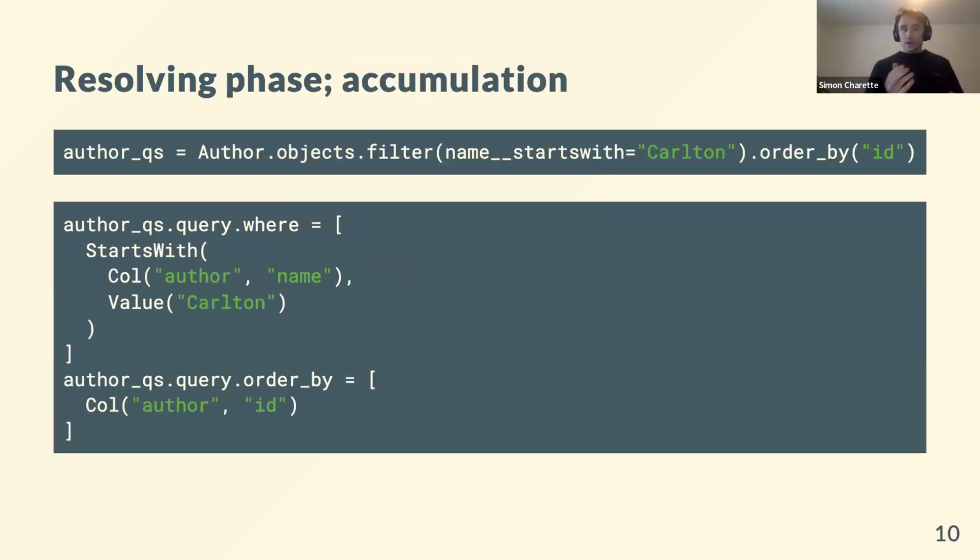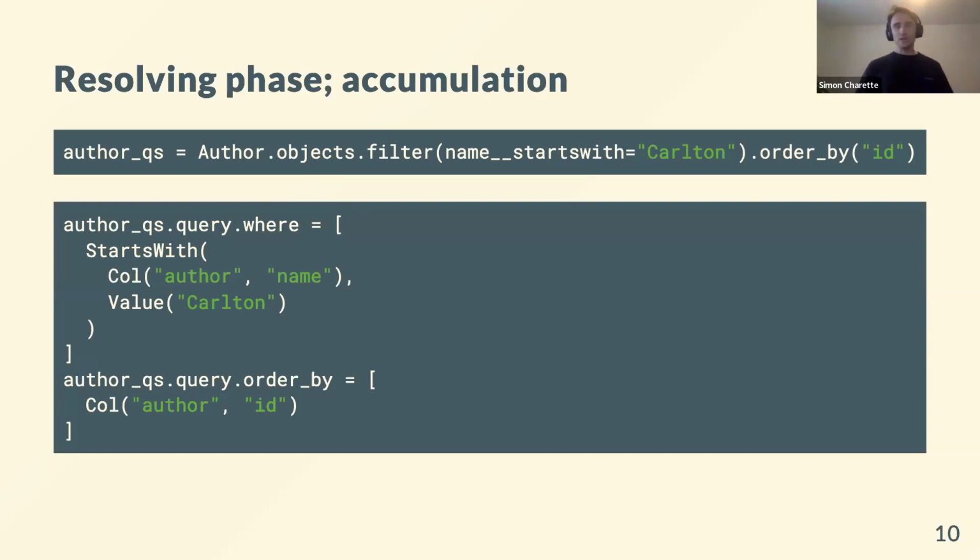The resolving phase is accumulative, so you can chain methods over and over again, and more resolving will happen. This is a simplified example of what would happen here. We pass a filter and we pass order_by. We use a lookup on name, so we do name__startswith. This is going to be turned into an accumulation of where criteria, the more filter calls you make. The ORM will build a structure of Python objects from resolvable to another kind of object that we will talk about, called compilable.